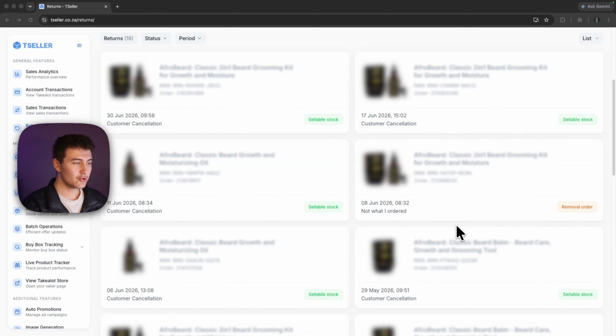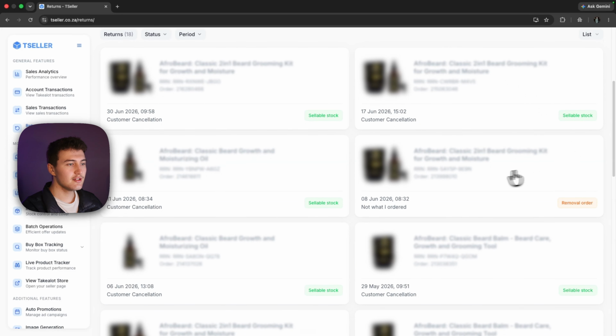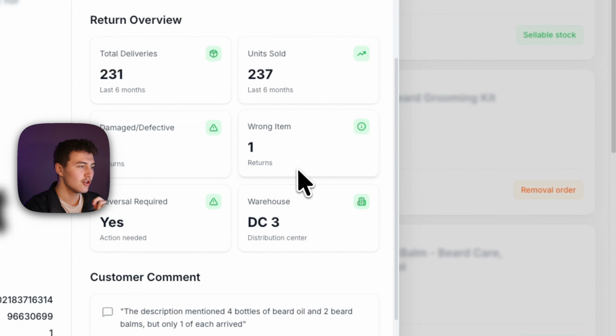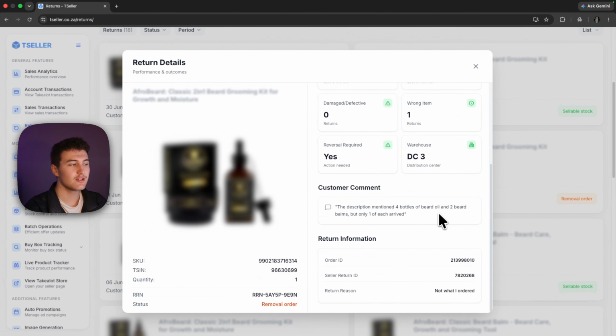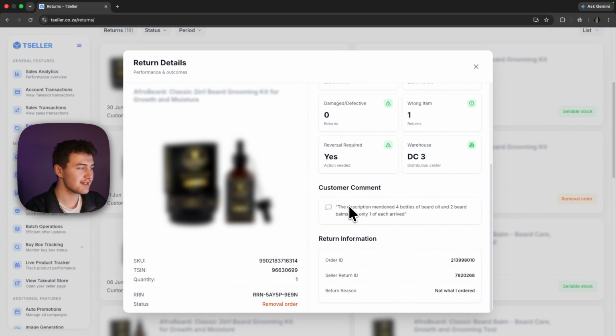So when you are doing your analysis, you need to look at that. Don't worry about your sellable stocks because that could be a Takealot return canceling an order on its own. So that does not affect your metrics. You need to look at the removal orders, not what I ordered, those type of things. So here we can see the customer left a custom comment, and then we can go through this and see what is the problem with it.